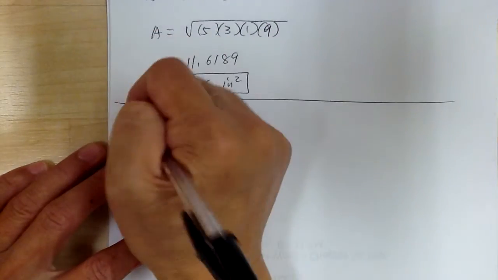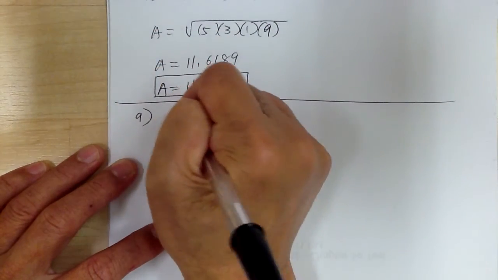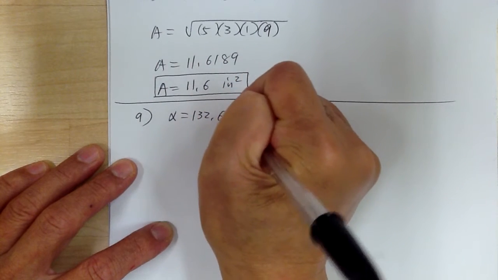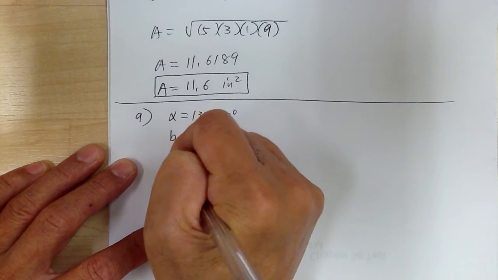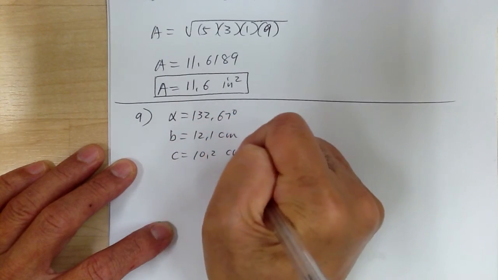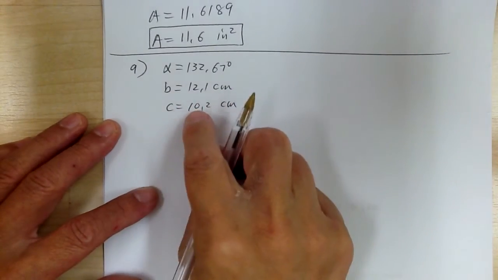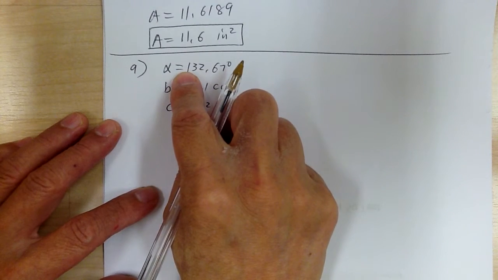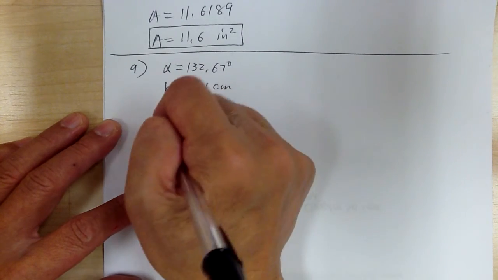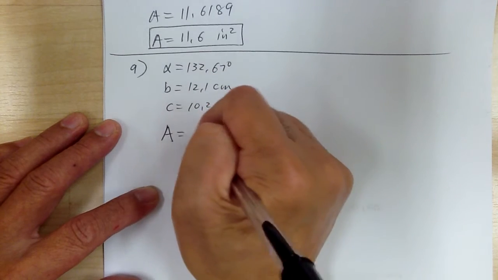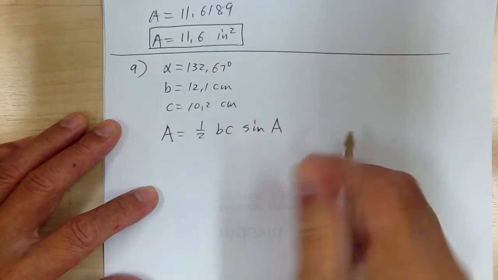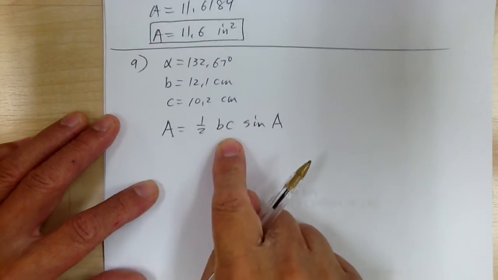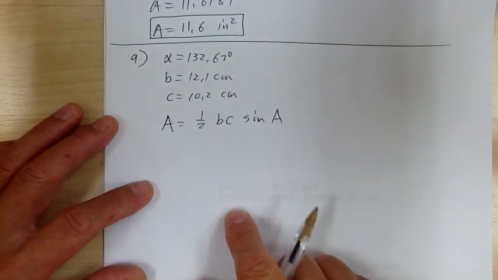Now let's go to number 9. Number 9, you have angle alpha equal to 132.67 degrees. b equal to 12.1 centimeters. c equal to 10.2 centimeters. The area when two sides are given with the included angle, the formula is area equal to 1/2 bc sine of A. So notice all 3 letters are involved. So all 3 letters have to be different.